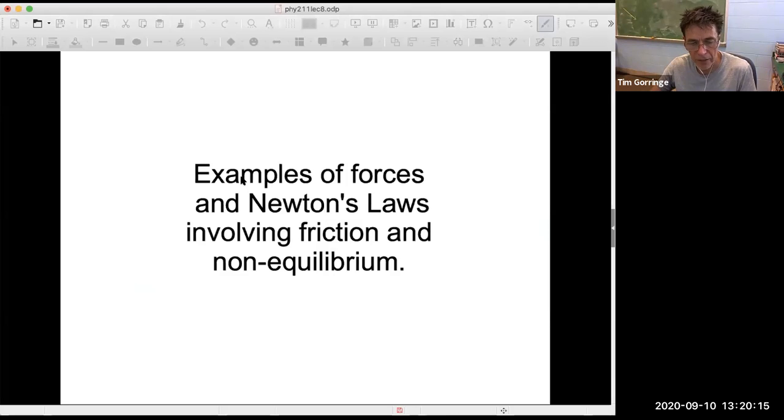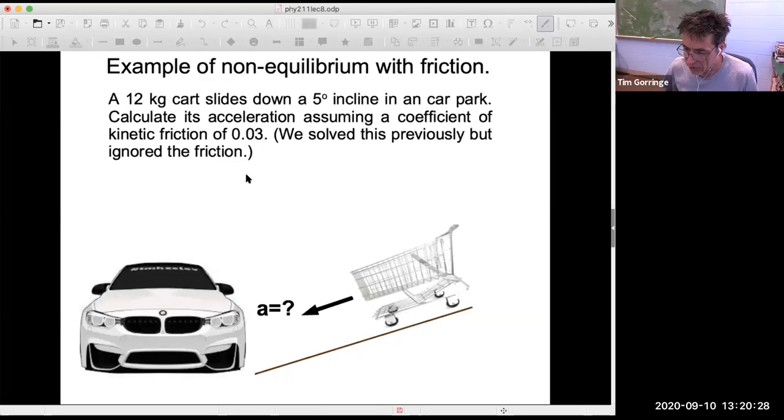And so now let me, in the last 25 minutes, look at an example or two of Newton's laws, but now involving friction. And so let's first revisit this problem. We can do this one pretty quickly because we did a version of this problem in the last class. But in the last class, we said that the incline was frictionless. In this class, we're going to have friction on the incline. So I've got this 12-kilogram cart, shopping cart, and it's sliding down this 5-degree incline.